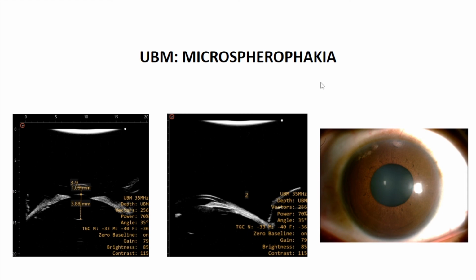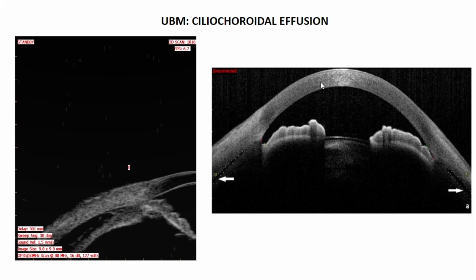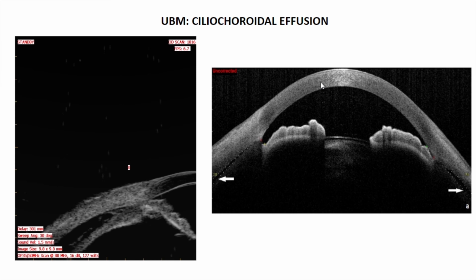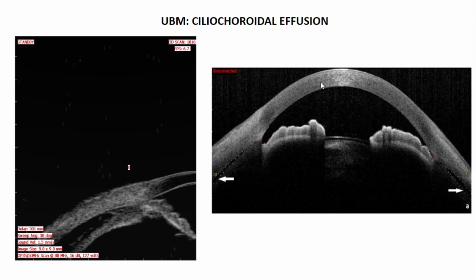Next. In this UBM image, we can see that the anterior posterior thickness of the lens is increased and the equatorial diameter is less. These are UBM images of nanophthalmos. For nanophthalmos, UBM is not necessary for diagnosis. You need to know the axial length; there are axial length cutoffs. In this, it is just imaging done to find out lens thickness. You also have an ultrasound picture there. What is the axial length there? 16.97. In this UBM image, we can see there is ciliochoroidal effusion here.